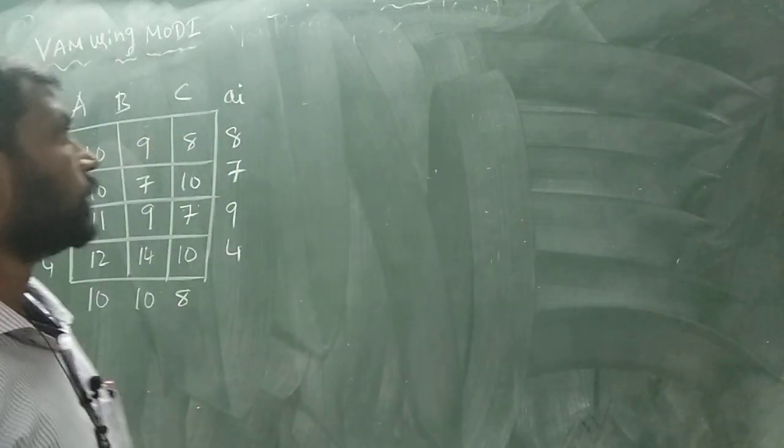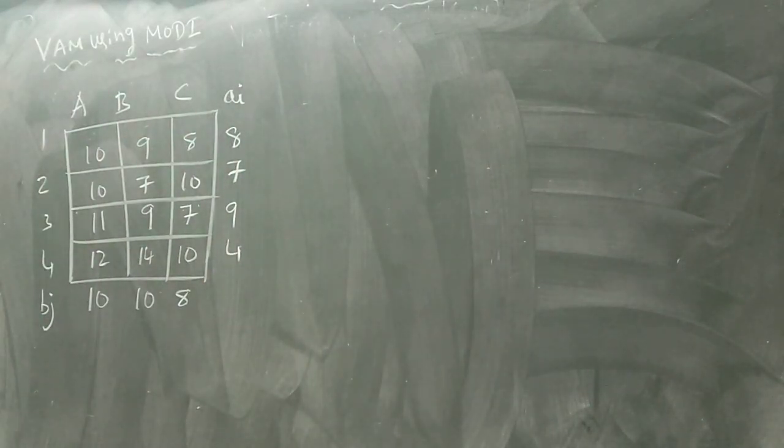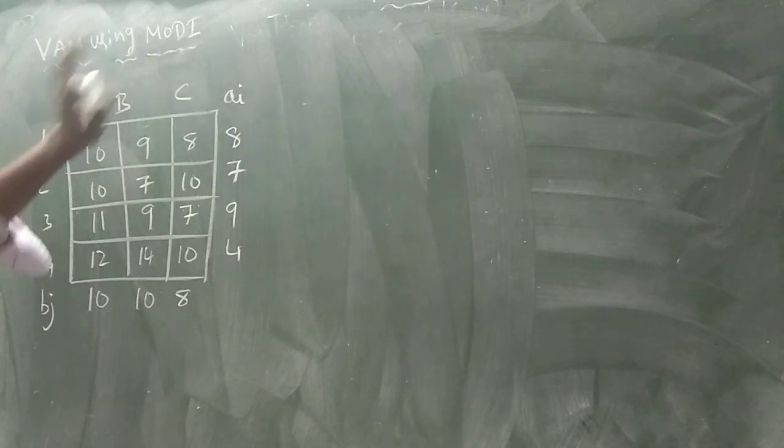Now I am going to take a transportation problem. One of the methods is Vogel's approximation method using the modified distribution method, shortly pronounced VAM using MODI.